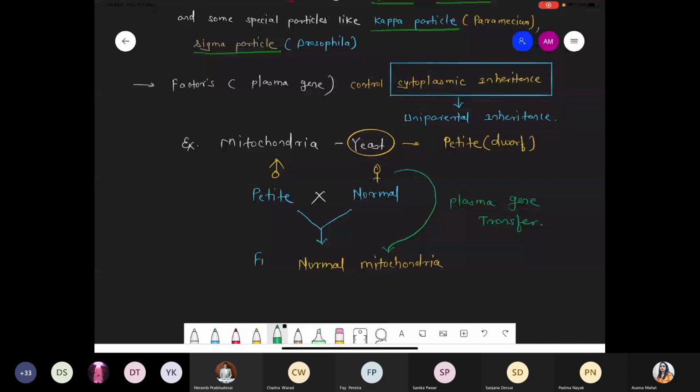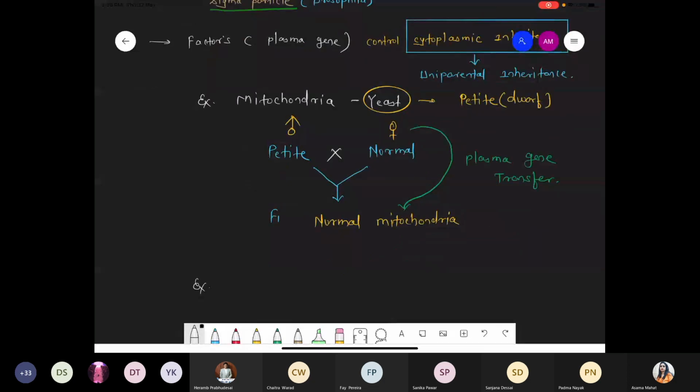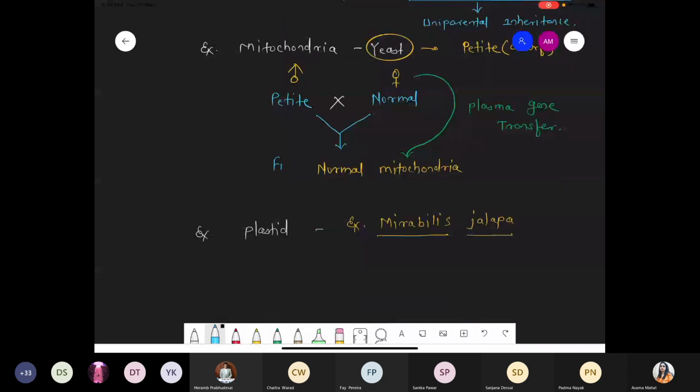So all the progeny present in F1 produce normal mitochondria. Another example we are taking is with respect to plastid, and for plastid the example is Mirabilis jalapa, the name of the plant, common name 4 o'clock. In the case of plastid, the example is leaf color. Leaf color also comes under cytoplasmic inheritance. Leaf color may be green, pale, or variegated. So again these come under maternal inheritance or cytoplasmic inheritance.